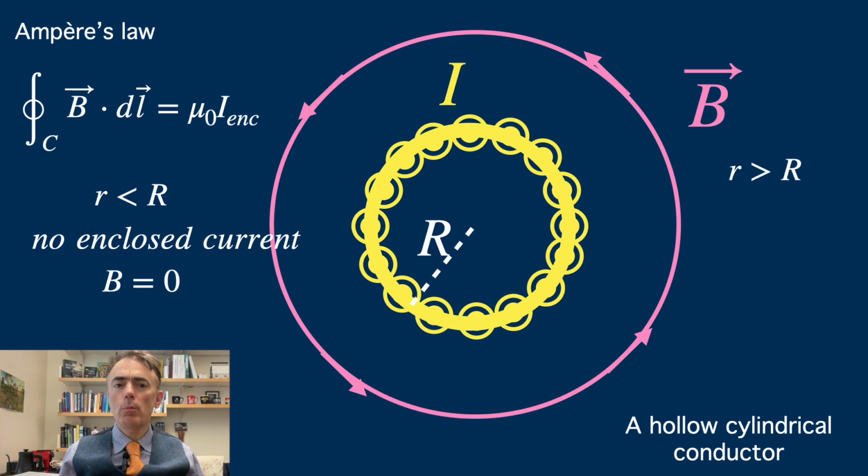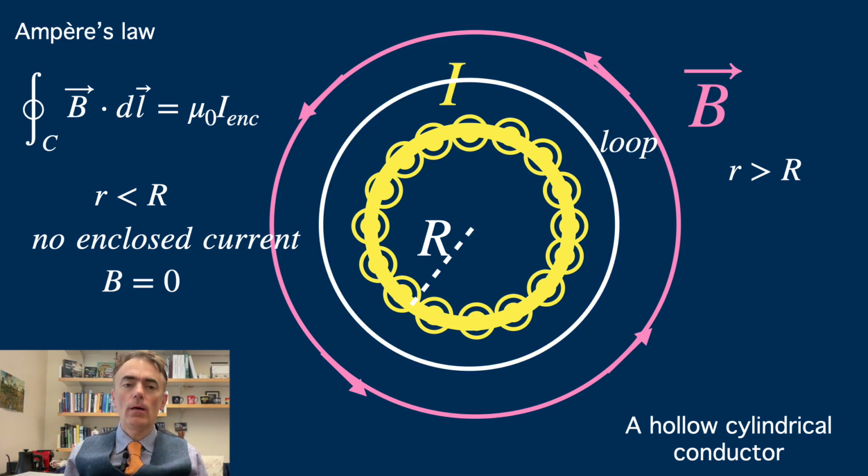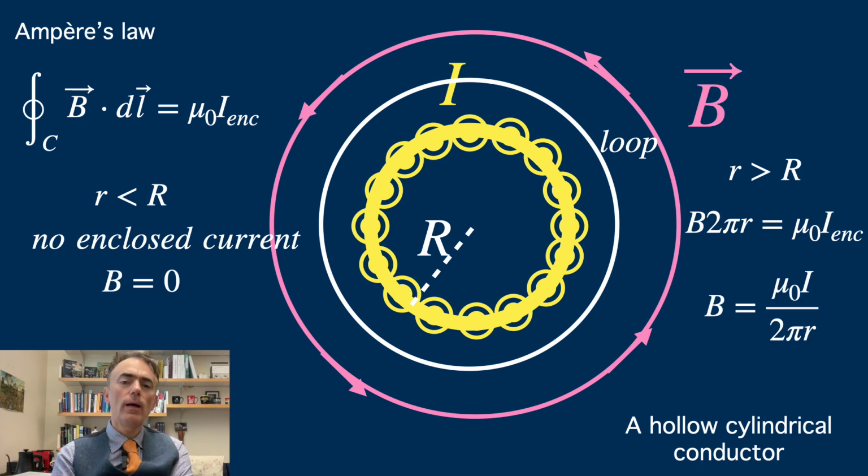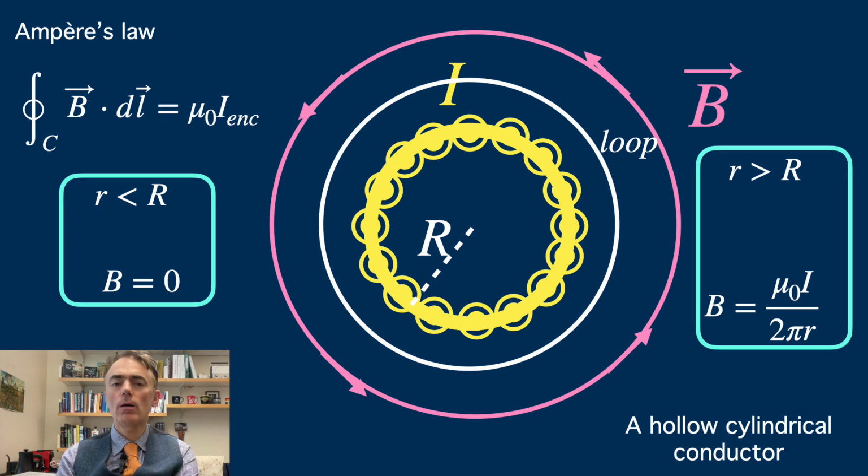In region 2, for a point outside the hollow conductor where r is greater than capital R, let's assume a circular Amperean loop of radius r, which now encloses the entire current I, where we can apply Ampere's law directly. The closed integral of B dot dl is B times 2 pi r, which is mu naught times I. So solving for B, we find again that B is mu naught I over 2 pi r. So for r greater than capital R, B decreases with the distance r, as B equals mu naught I over 2 pi r.